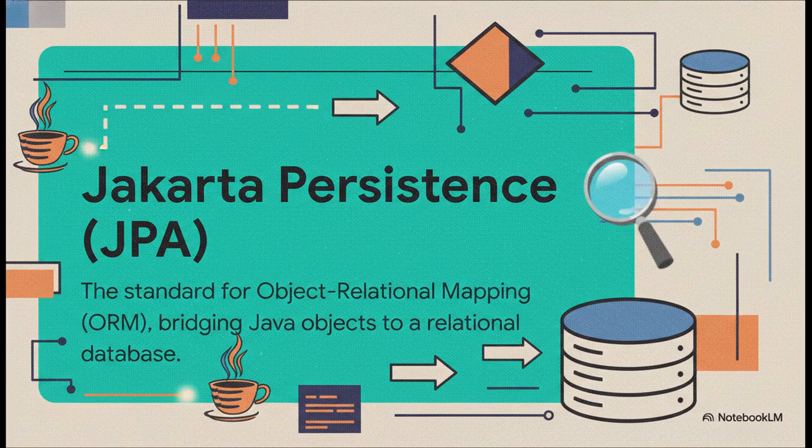Okay, what about data? That's where Jakarta Persistence, or JPA, comes in. This is the standard for talking to databases. Its whole job is to be a translator. It lets you work with the Java objects you know and love, while it handles all the messy business of writing the SQL to save, update, and pull data from your database tables.